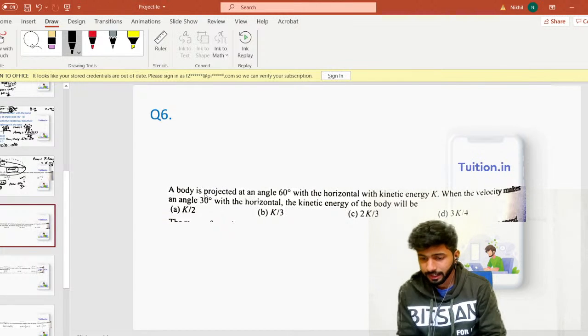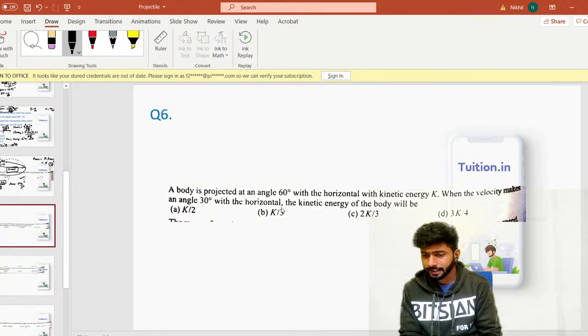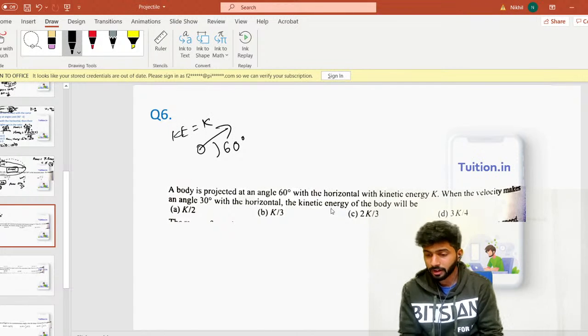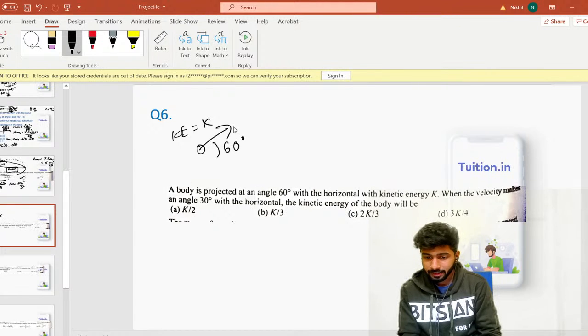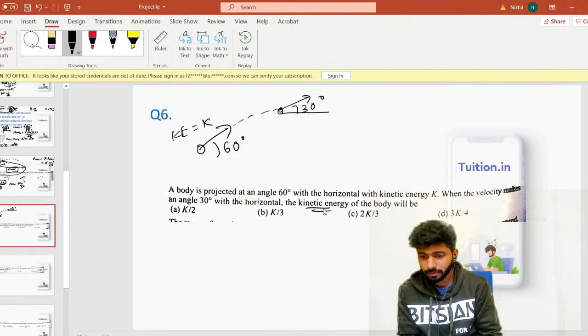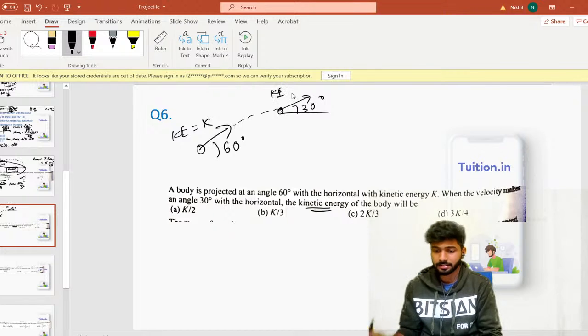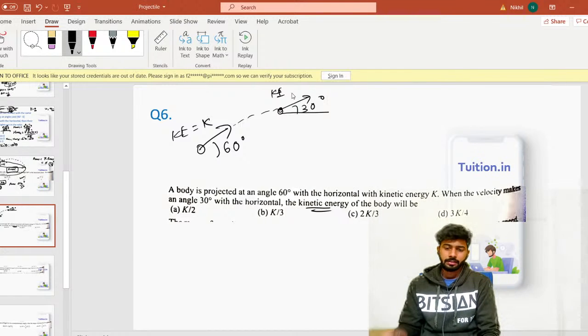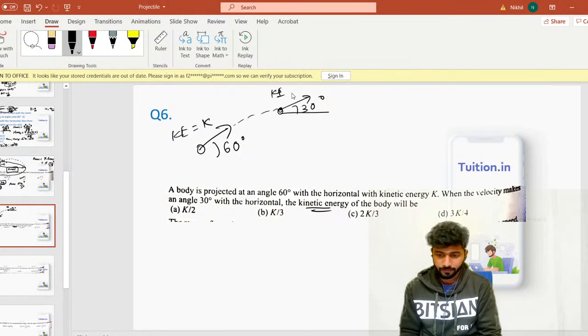A body is projected at an angle 60 degree with horizontal with kinetic energy K. So you have a body which is projected at an angle 60 degree and it is having an initial kinetic energy K, right? So indirectly they have given you velocity. When the velocity makes an angle 30 degree, so when the body comes here and when the velocity makes an angle 30 degree, then at that time what is the kinetic energy of the body? Here what is the kinetic energy? That is the question. Okay. So how will you solve this? This is the question.